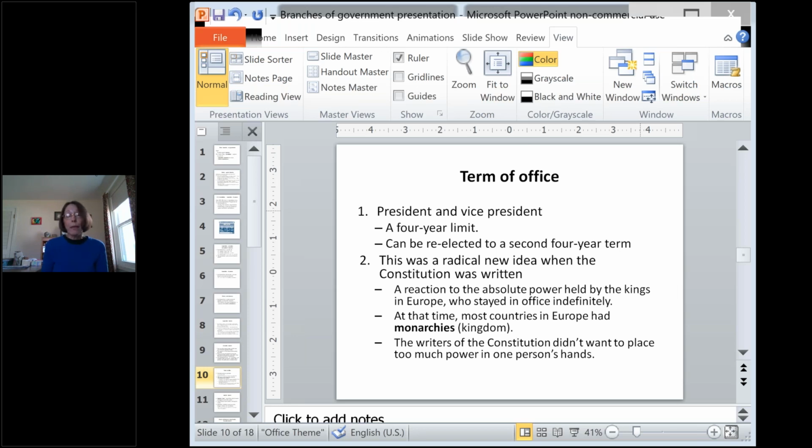So this is why they fought a war of independence. At that time, most countries in Europe had monarchies, which is just another name for kingdoms, a government led by a king, or occasionally a queen. The writers of the Constitution did not want to place too much power in one person's hands, which was the king, and they did not want that system of government. They were rebelling against that.